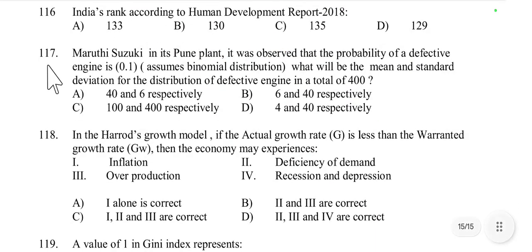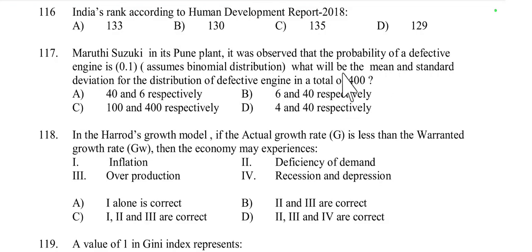Then question 117: Maruti Suzuki, in its Pune plant, it was observed that the probability of a defective engine is 0.1. Assume a binomial distribution. What will be the mean and standard deviation for the distribution of defective engines in a total of 400?